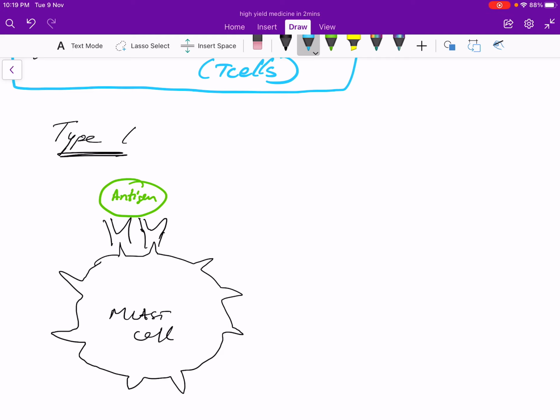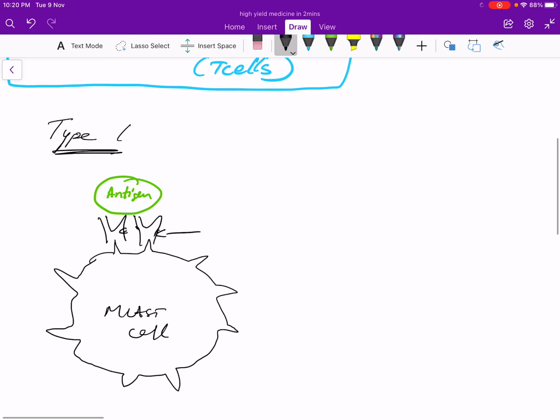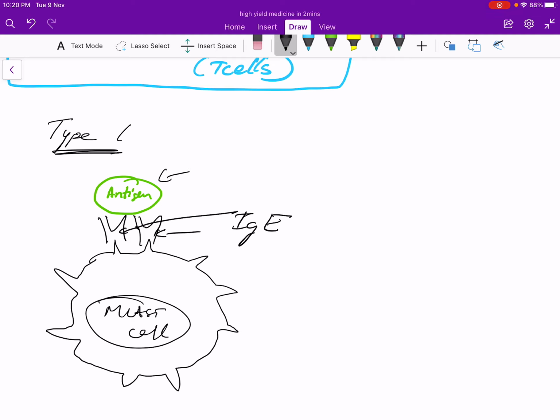hypersensitivity reaction. What happens in this is there's a foreign antigen, and the foreign antigen first pre-sensitizes the body, and once the body is sensitized to the antigen, on re-exposure, the antigen binds to 2 IgE. Look, these both are IgE on a mast cell.